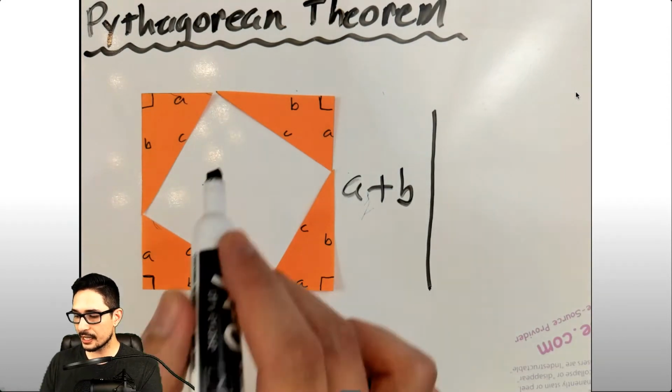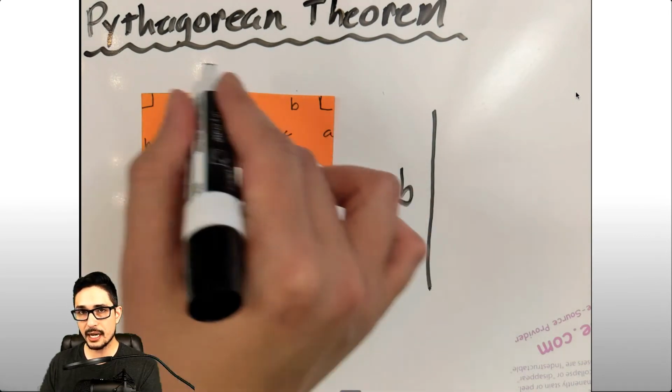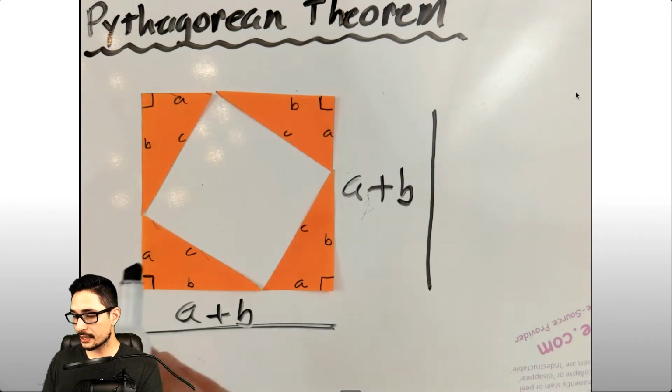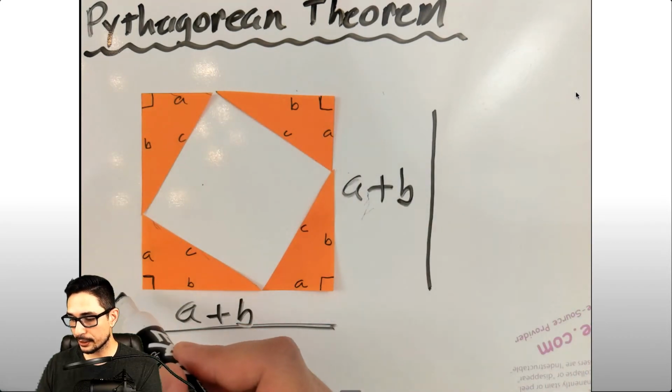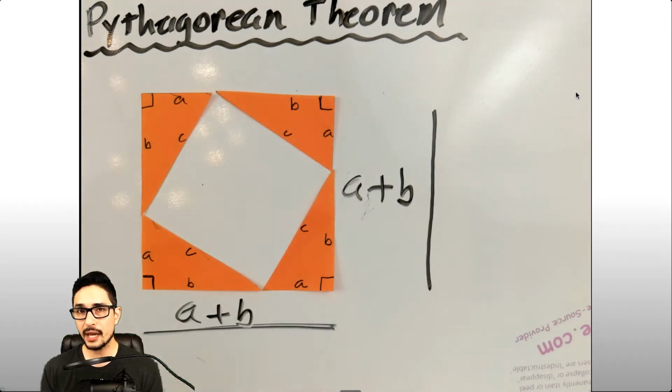And if I actually did that with the other two sides, I would also notice that this is just a combination of A plus B. This is A plus B. So all the side lengths have A plus B as their length. So they're all the same.